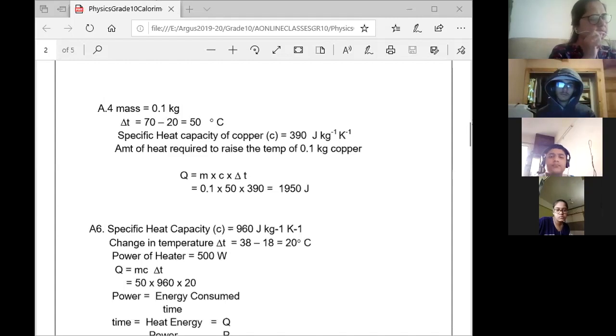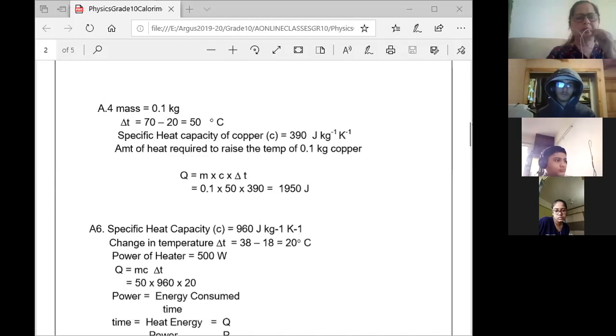So now the 4th one. As soon as it says mass is 100 grams, mass is equal to 0.1 kg. Required to raise the temperature from 20 degrees to 70 degrees. So delta T is 70 minus 20, that is the change in temperature, so 50 degrees Celsius. Specific heat capacity means C is given. C equals 390 joule per kg per Kelvin. So what you have to do? You have to calculate Q.